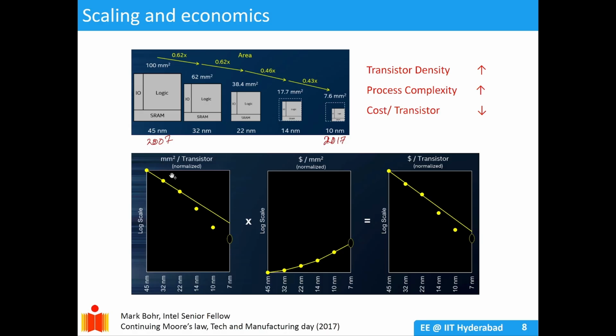You can see here, the size taken per transistor has reduced over the nodes, but the cost per millimeter square of wafer has increased exponentially. But when you multiply both of them, the cost per transistor has reduced.